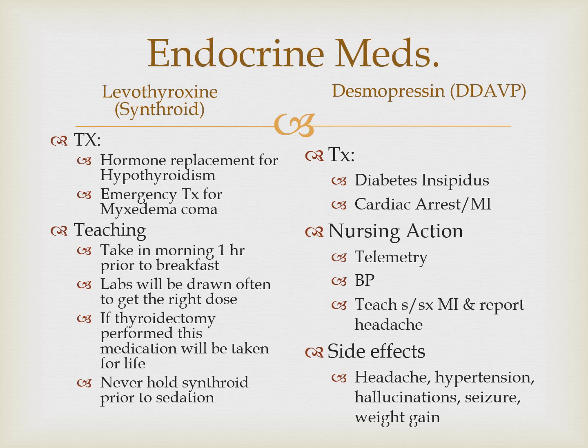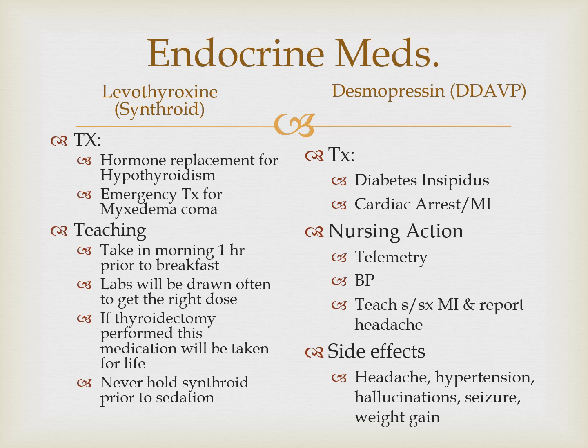Desmopressin we use to treat diabetes insipidus. We also can use it at cardiac arrest and MI. Most of the time, you're going to use it for diabetes insipidus. With these patients, you automatically want to put them on telemetry and monitor their blood pressure. We want to teach them the signs and symptoms of MI. Patients who have one MI are at a higher risk for recurrence.